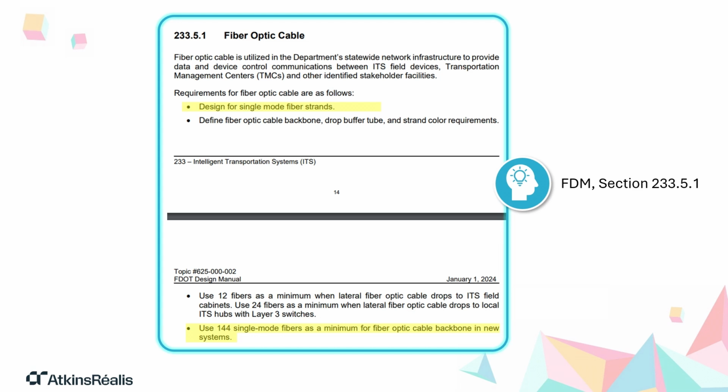Remember, when you see this symbol on the right-hand side, this is language being pulled directly from an FDOT resource. For example, this one is from the Florida Department of Transportation Design Manual, or FDM, section 233.5.1. Within the FDM, it says that we should design all of the ITS applications for single mode fiber, as you can see highlighted here in yellow. The other thing that I'd like to point out is that it identifies that 144 single mode fibers as a minimum should be used for new fiber optic backbones.